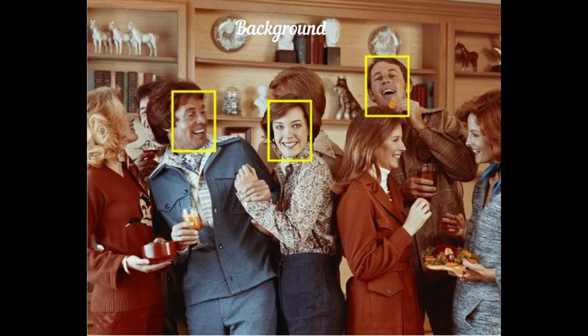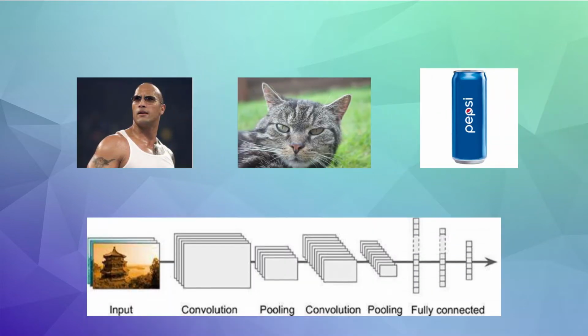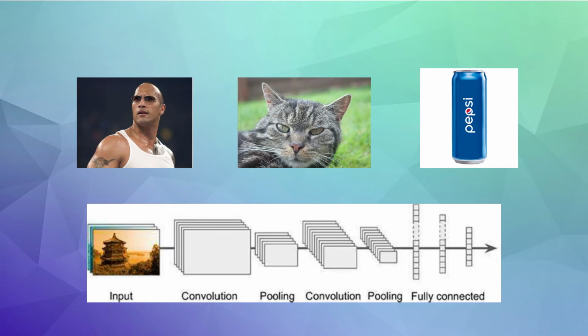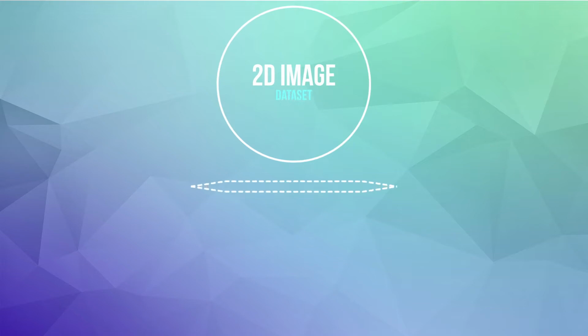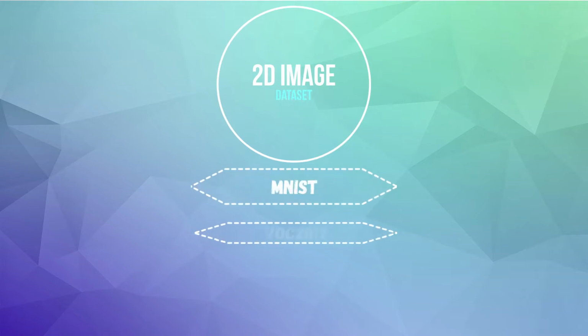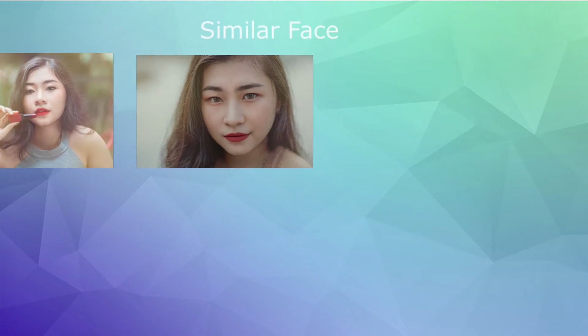2D face recognition was first launched in 2010 when Facebook's face verification feature went online. The technique is completed by both 2D images and CNN. A crucial part of this is the 2D image dataset. So far, there are more than 360 large datasets, including MNIST and VOC, which provide a solid data foundation for 2D image recognition. 2D data has fatal drawbacks.